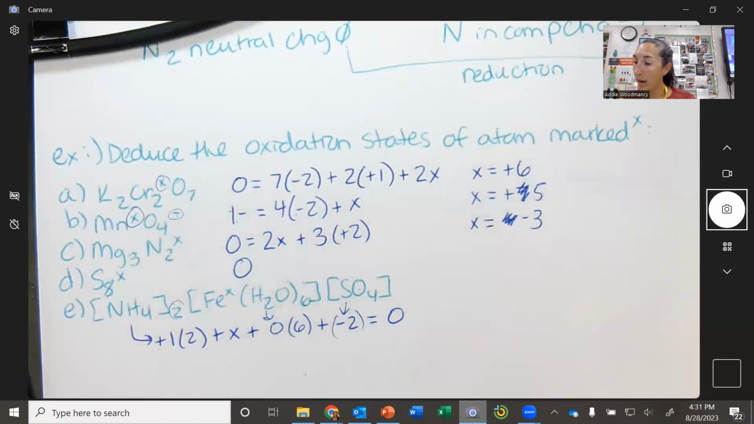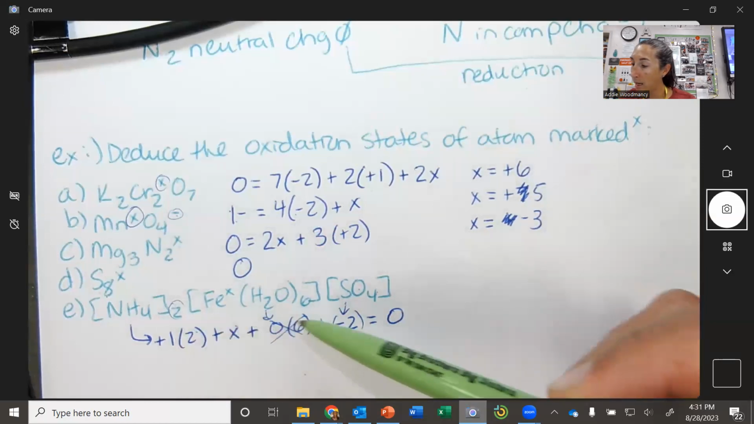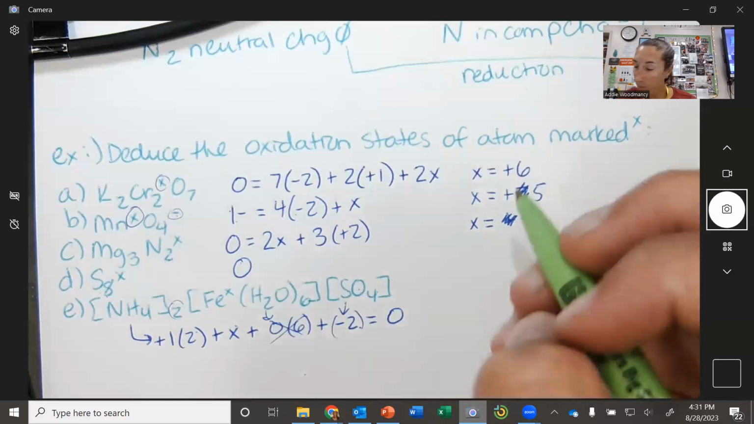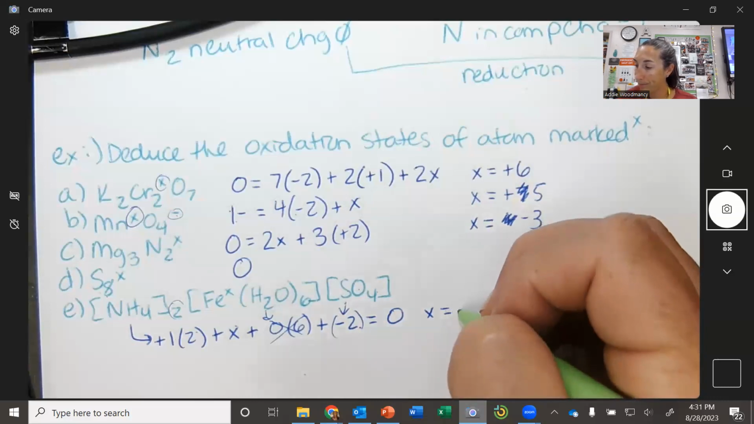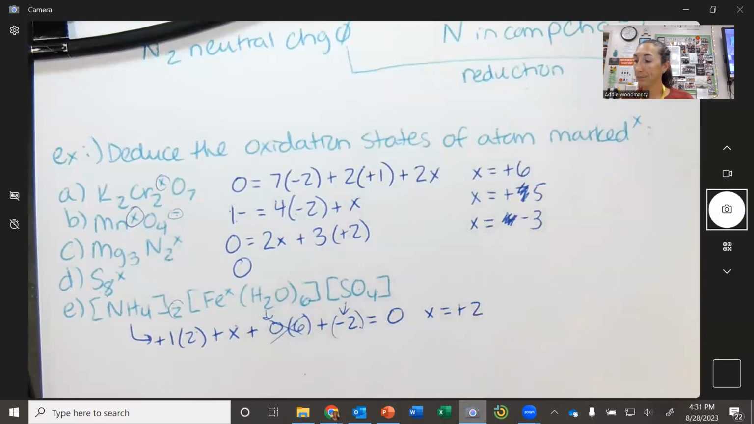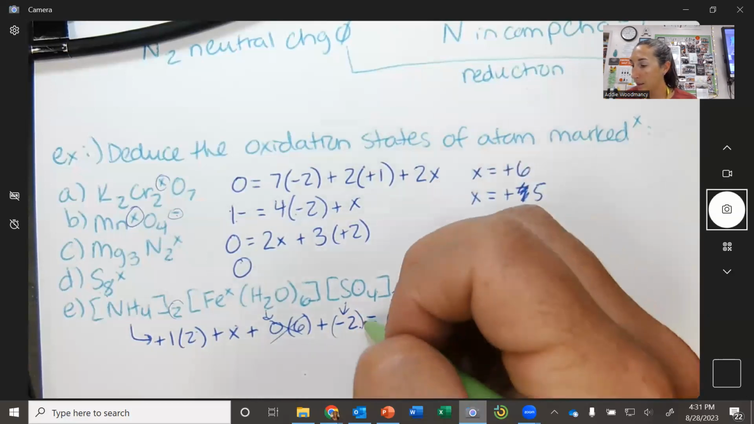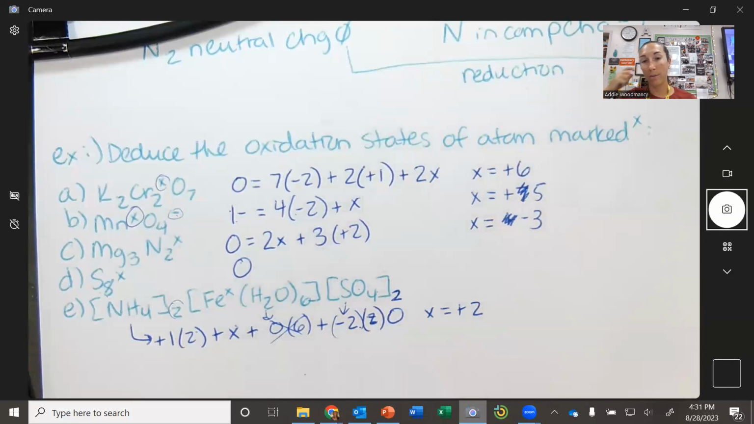So then you solve for X. So this just cancels. So we have +2 plus X and a -2. So that means our X must be +2. And in order to give us the oh, I'm so sorry, that two out there. So that's how you get +2.